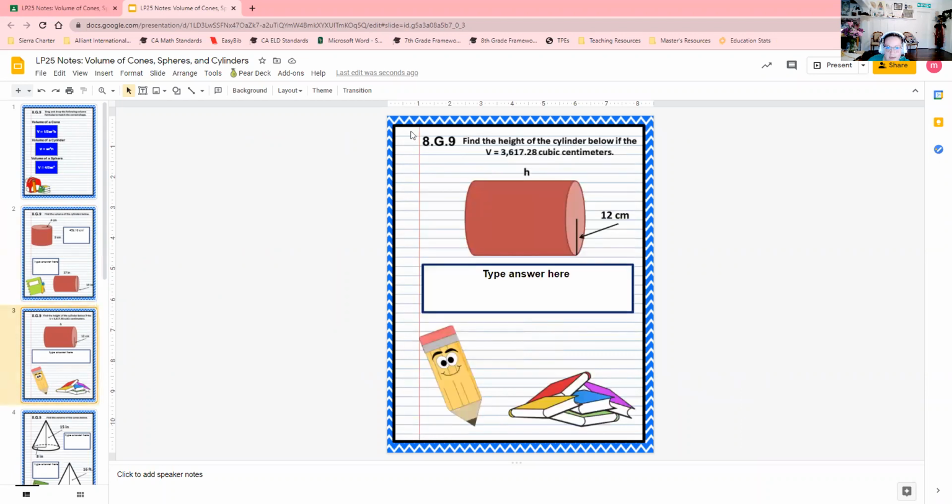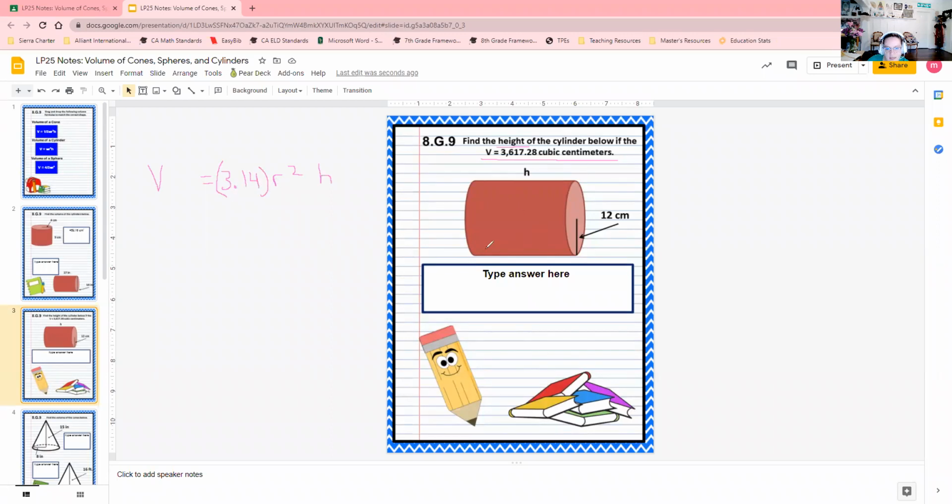Okay, page 3 says find the height if the volume is 3,617.28 cubic centimeters. So they gave us our volume and we need to find the height. We're going to be working backwards on this one. So we still have volume equals pi r squared h. Okay, remember pi is our 3.14.